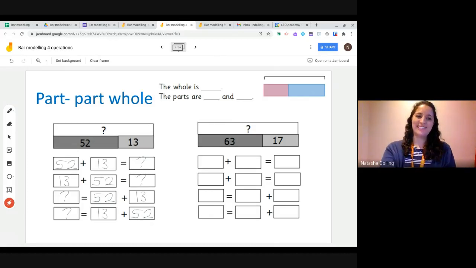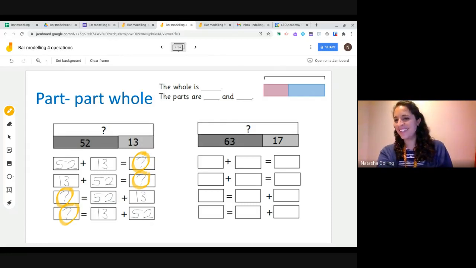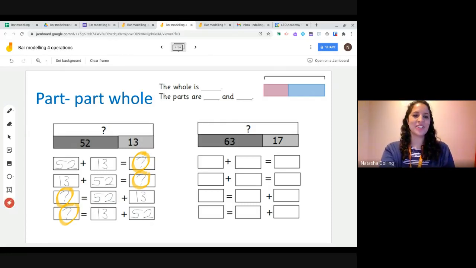You would notice that I've got my question mark to represent my unknown. And when I've been writing out my equations, I've kept my question mark in. And that's really important, even if children know the answer, because it's important for when they don't know the answer to understand how these equations link to this bar model. We've also got some stem sentences, which I talked about. The whole is, the parts are, and.